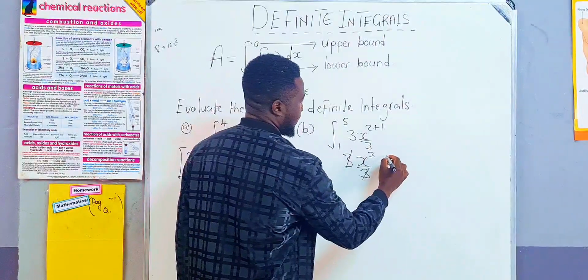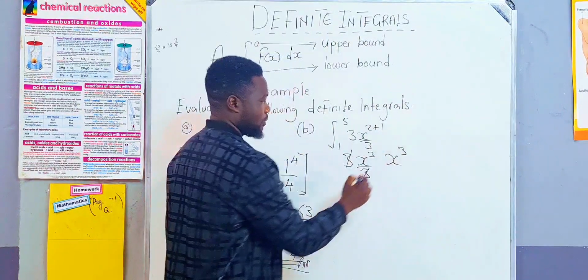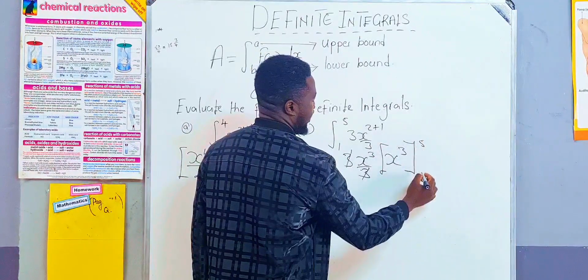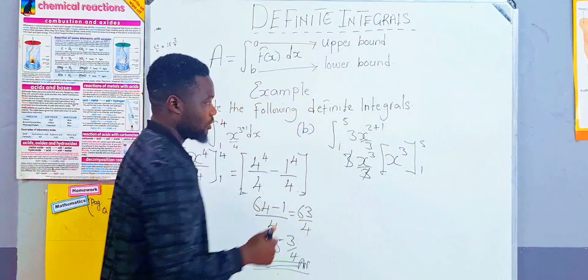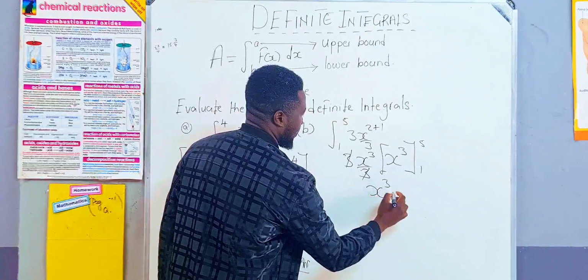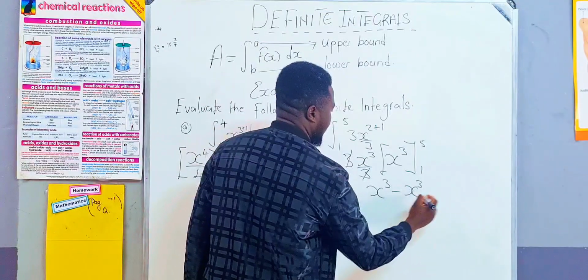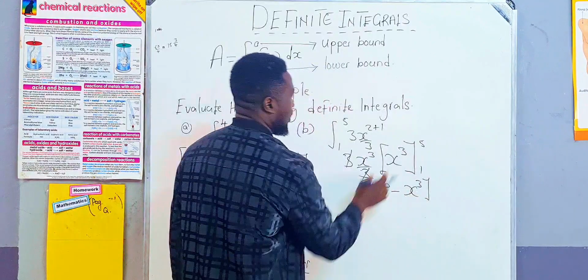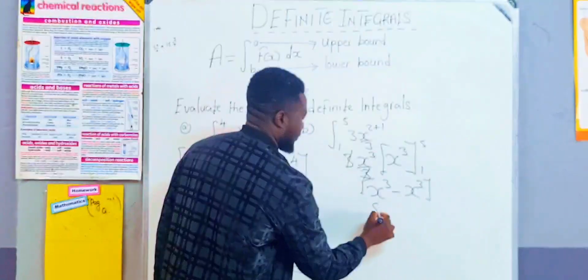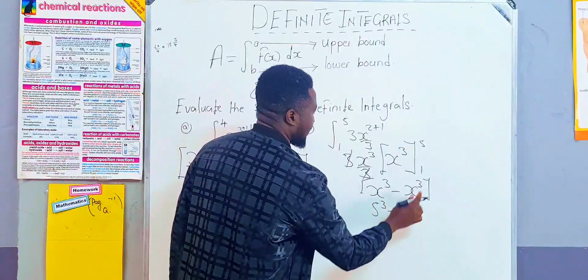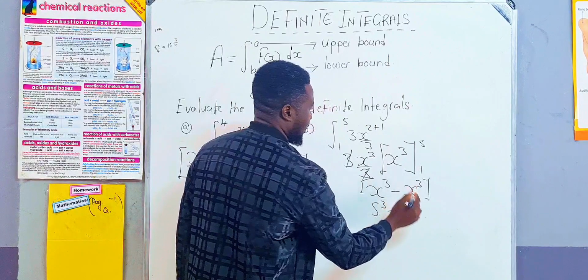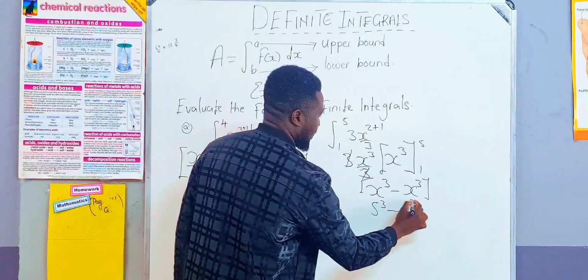Then we are just going to have x to the power 3. Then we write it like that, with this as the upper bound and this one as the lower bound. From there, we say x to the power 3 minus x to the power 3. Now we substitute: 5 to the power 3 where there is x, then minus 1 to the power 3.